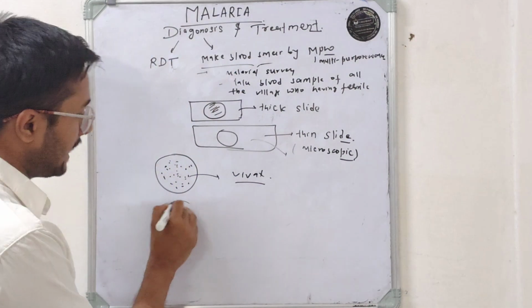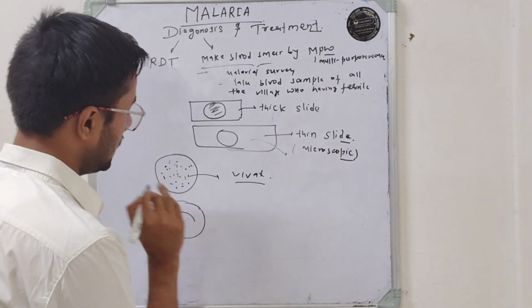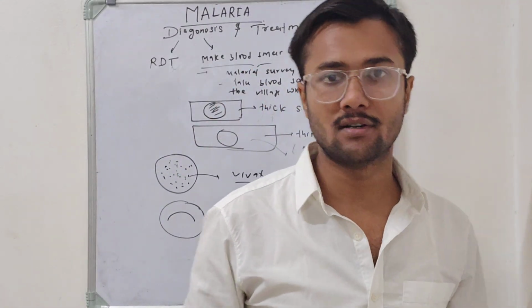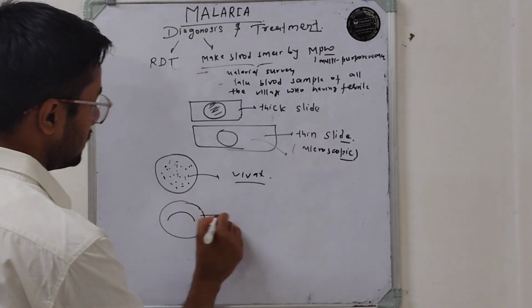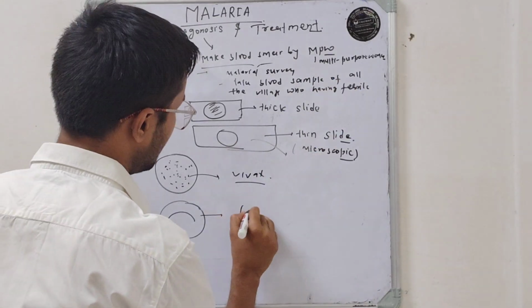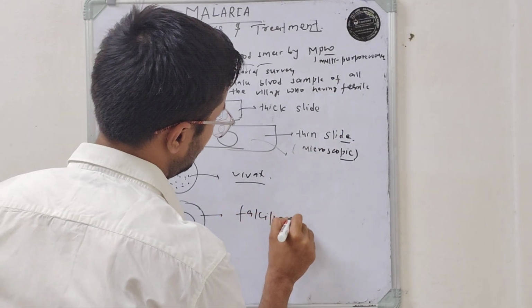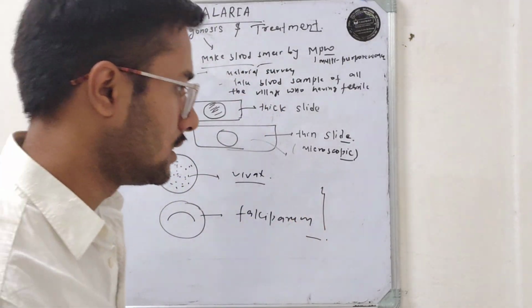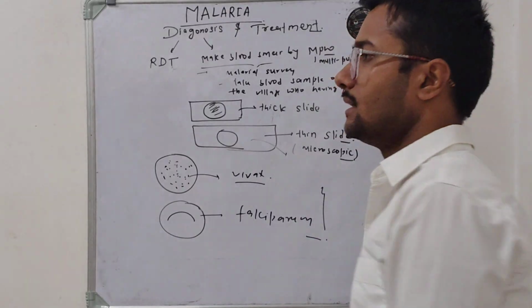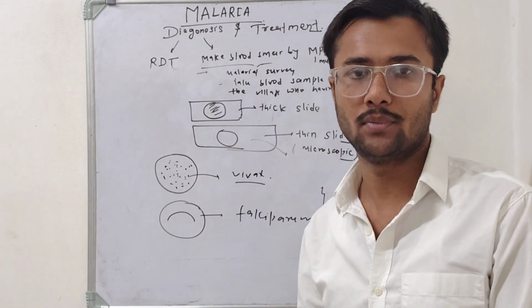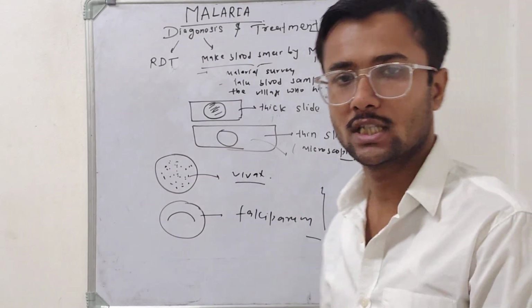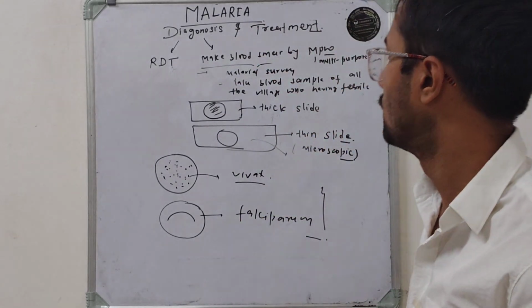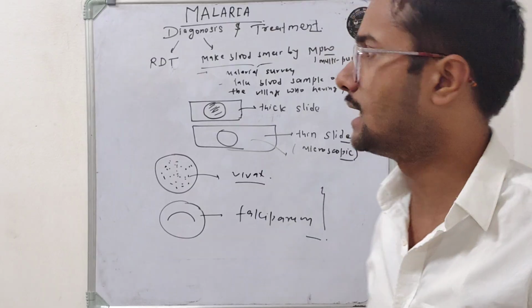But if inside the RBC they observe some headphone-shaped, banana-shaped, or concentric shapes, in that condition they suggest it is falciparum. So on the basis of this microscopic study, they find which malarial parasite is present in the blood sample, Vivax or falciparum. This is all about the blood smear, I mean the microscopic examination.